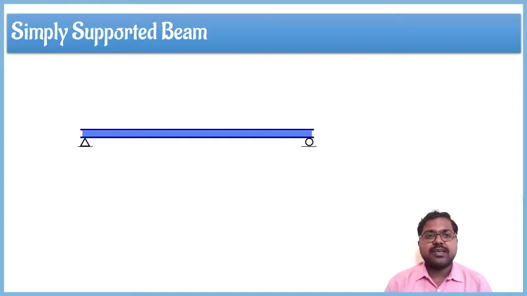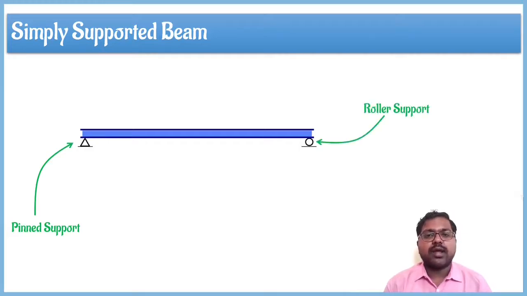At first, a simply supported beam is a simple beam supported at both ends with simple supports, probably a pinned support and a roller support at its ends. When this simply supported beam is subjected to different loads, how the internal stresses and strains are produced in the beam, and how the shear force and bending moment are developed in the beam, are going to be calculated here. So let us see the first case.